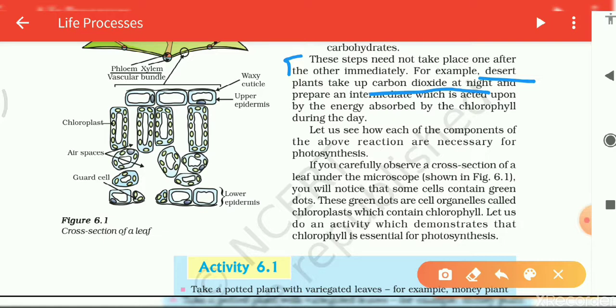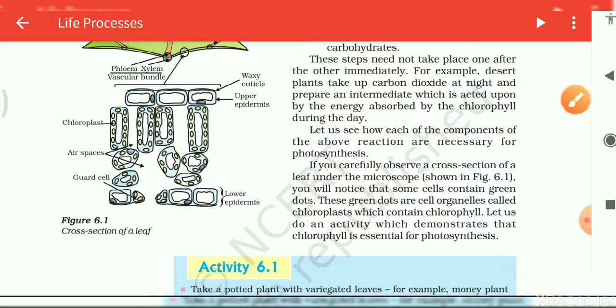In the desert plants, carbon dioxide is taken at night, and they can make their food from whatever is absorbed by the chlorophyll during the daytime. Okay, they can make their food, but desert plants take up carbon dioxide at night, and in the daytime the leaves in which chlorophyll is present can trap the sunlight energy. Just the opposite here. Okay, now let's proceed to another.